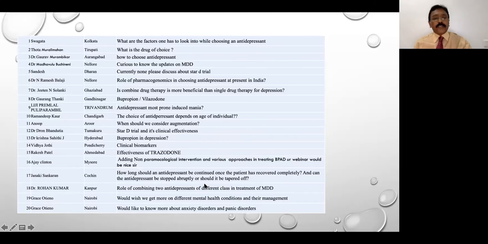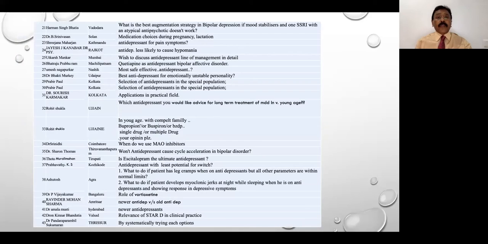I think Chintan can look forward to this. I can take up some of the other speakers for this, because we would like to know more about anxiety disorders and panic disorders, which are very, very important. Some other speaker can take it up. Both these requests have come from Nairobi. I think it's really good. We can take up other topics also for discussion. These are the other 20 questions.